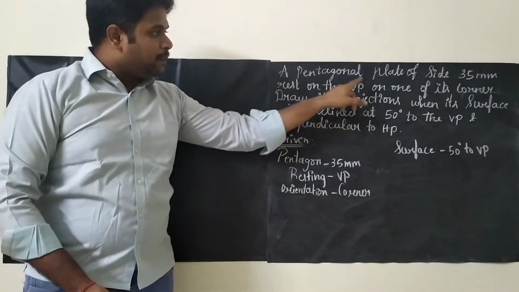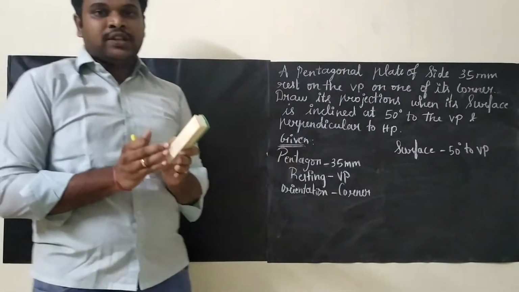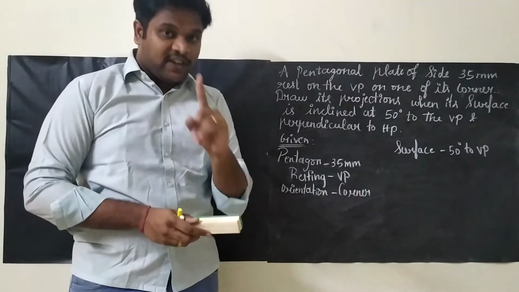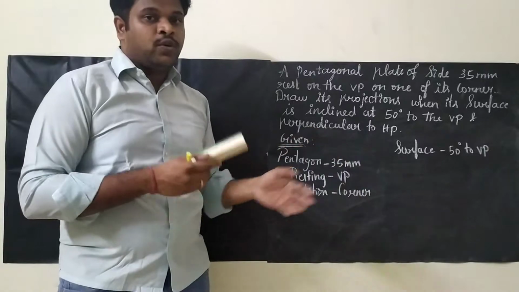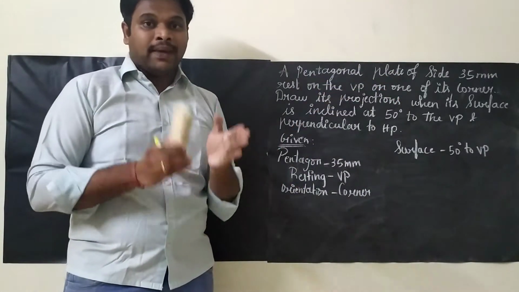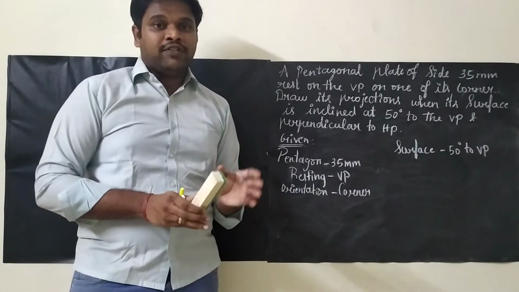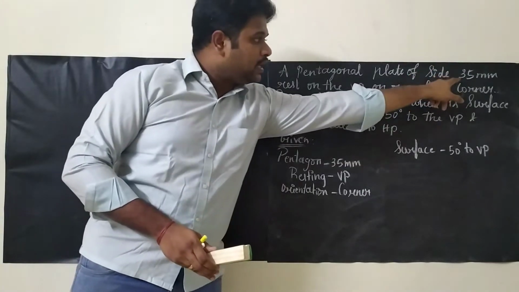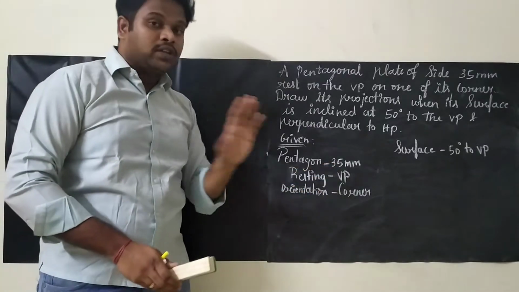A pentagonal plate of 35 mm. First of all, from the question we have to identify three data. First data is what kind of plane or what kind of projection we are going to draw. In our case it's a pentagonal plane, so the basic diagram will be a pentagon. Next we need to identify the dimension of the side. They have clearly given 35 mm, so we need to draw a pentagon with a side of 35 mm.